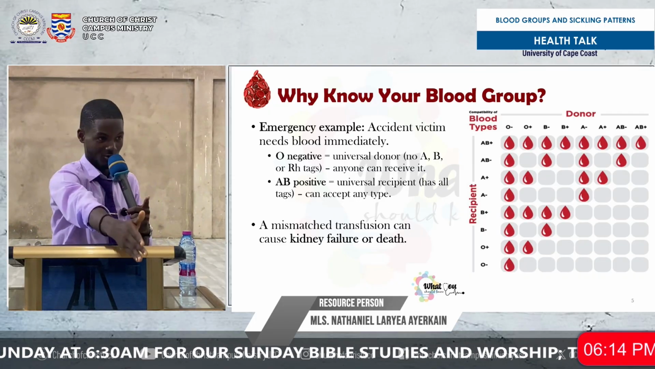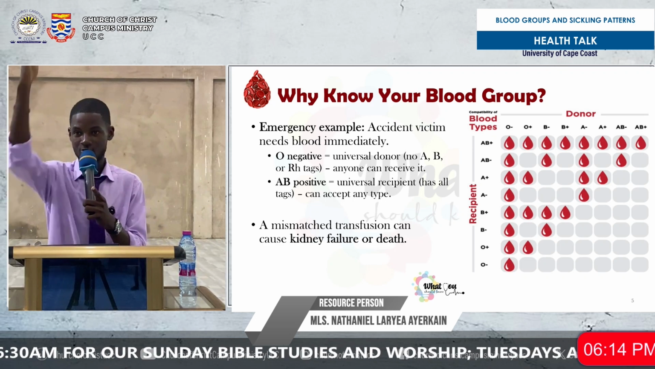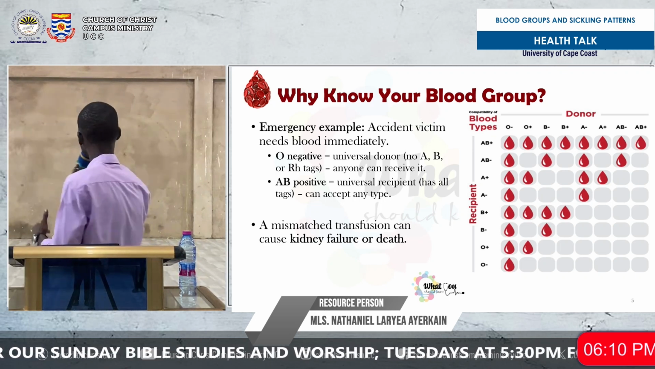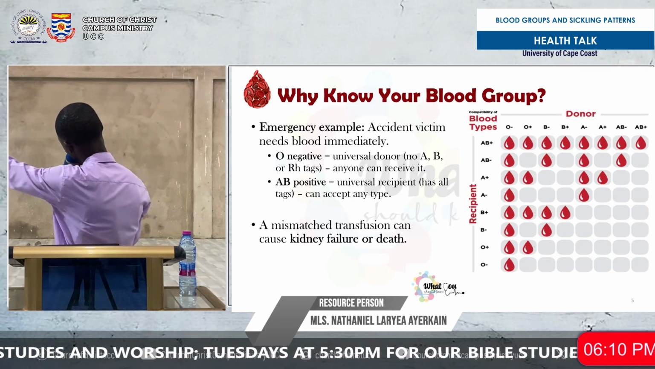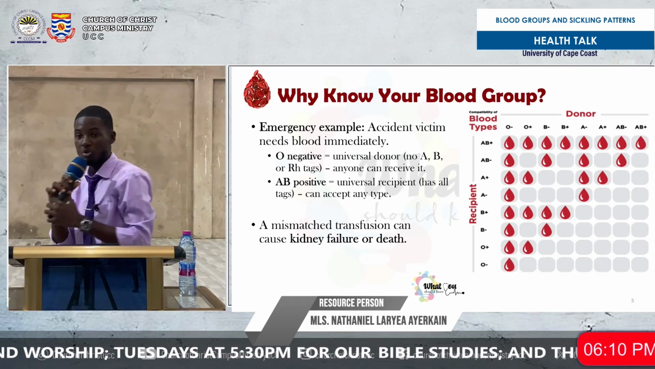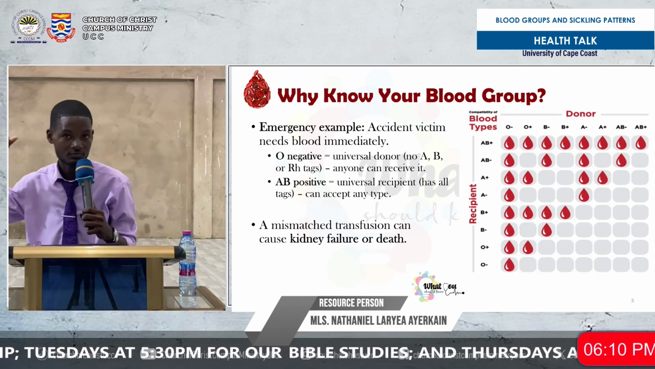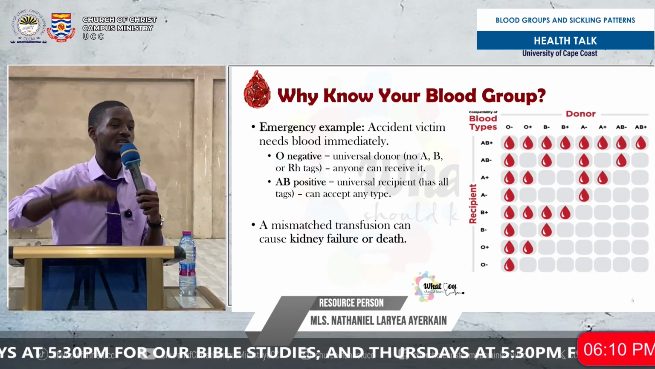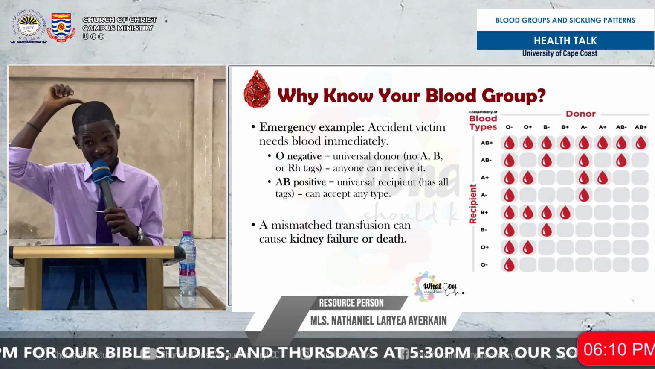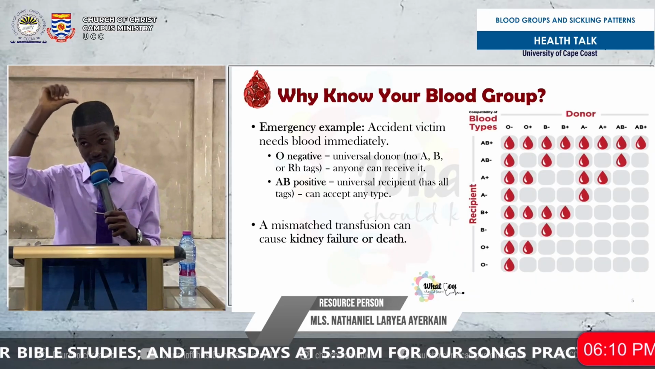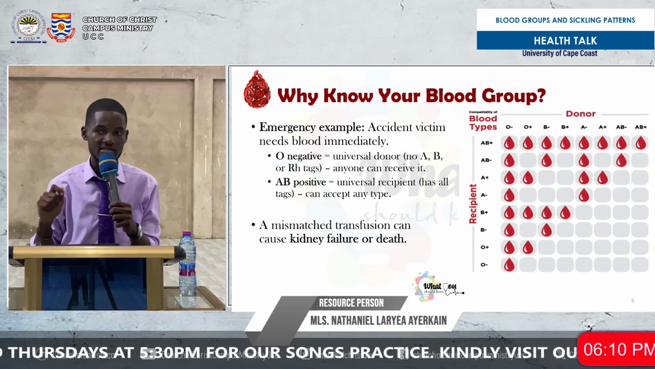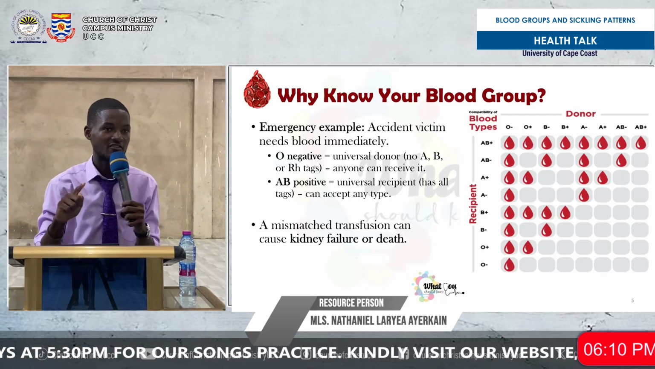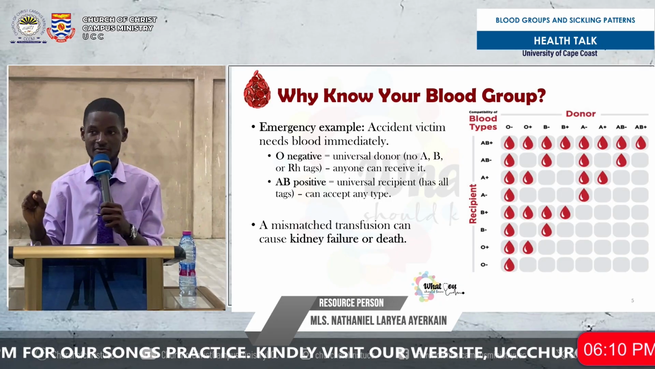O minus can give to all. I hope you can see, like top left. This one. That's O negative. O negative can give to all. O positive can't give to all. O positive can only give to the types that are also positive. So O positive person, you can't give blood to a person who is AB negative. You can't give blood to a person who is B negative.